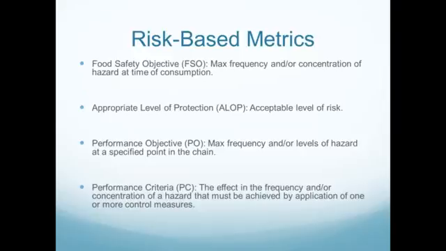So when you look at risk management, you'll hear a lot of terms being put about, and these are called risk-based metrics. These are how we assess if we're managing the risk effectively. One is the food safety objective, which is the frequency or levels of a hazard at a point of consumption. So if it's at this level at a point of consumption, then we can be pretty sure it's going to be safe. For example, for Listeria, some products are 100 CFU per gram at the point of consumption, whereas others are zero tolerance. And then another term is the appropriate level of protection.